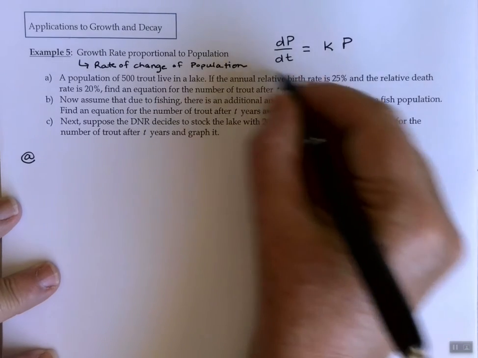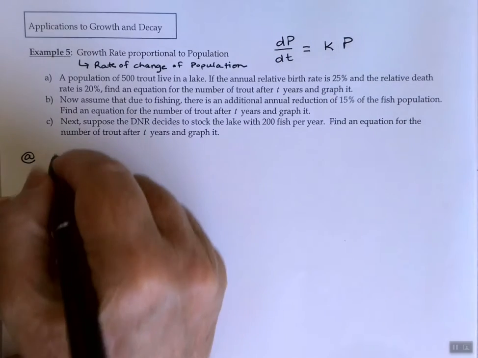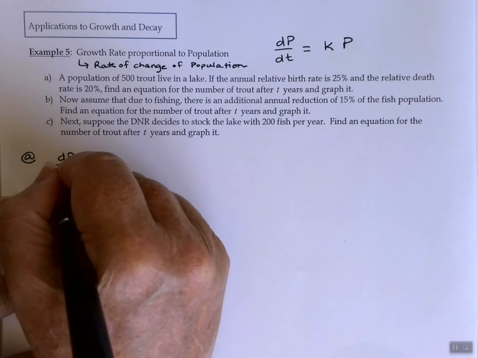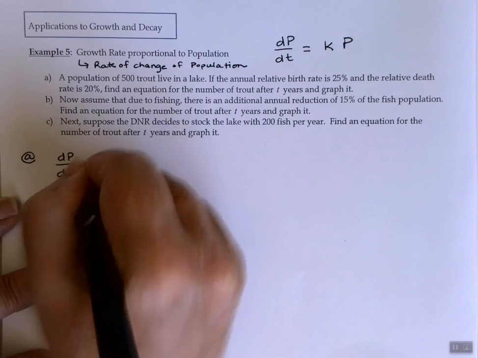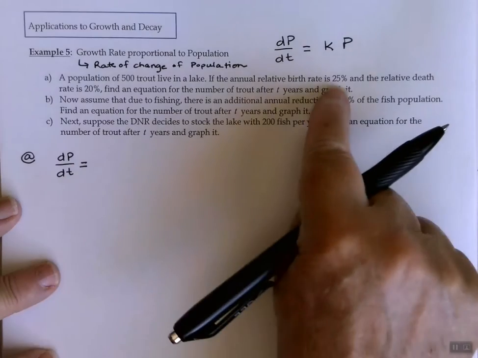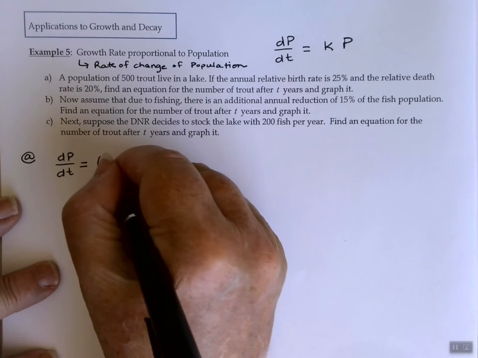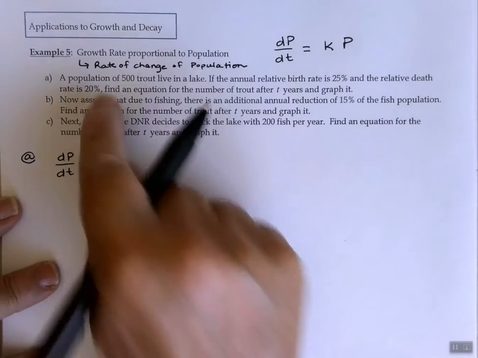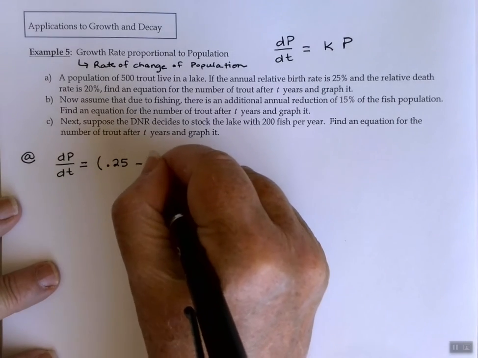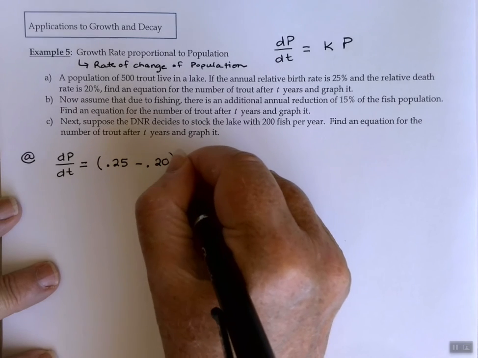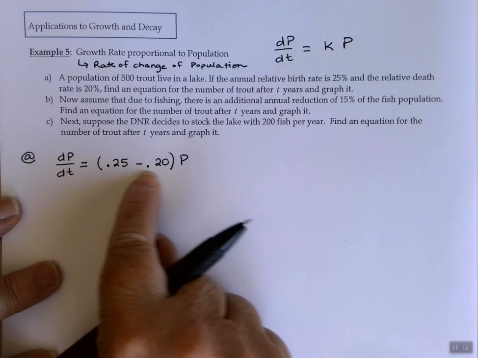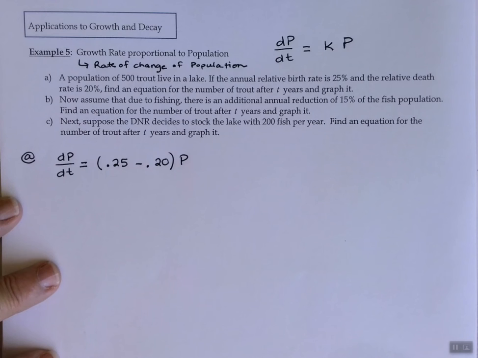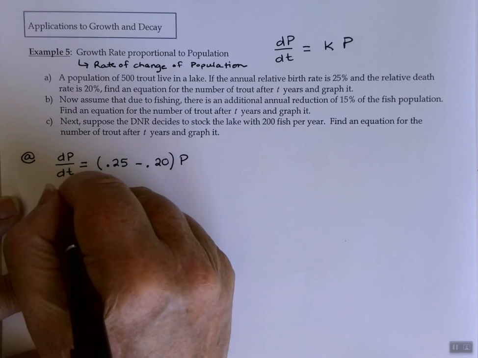So I'm going to use my equation right here, my growth rate dp dt is equal to, since the birth rate is 25% or 0.25, that would be positive, and the death rate would be negative, minus 0.20 times p. My k value in this case would be a net 5% gain in population, the difference between the birth rate and the death rate.